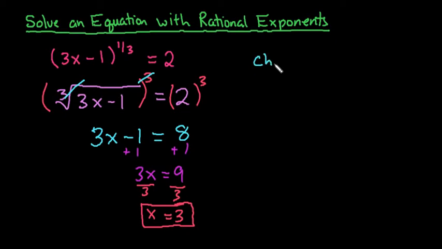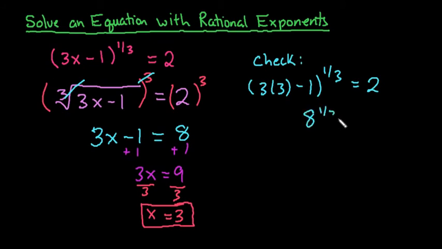and as always, especially with radicals, make sure that you check to make sure that the solution is not an extraneous solution. So we would just plug it back into the original equation. So I would take 3 times 3 minus 1 to the 1/3 power equals 2. And so if I simplify this, this gives me 8 to the 1/3 power equals 2.